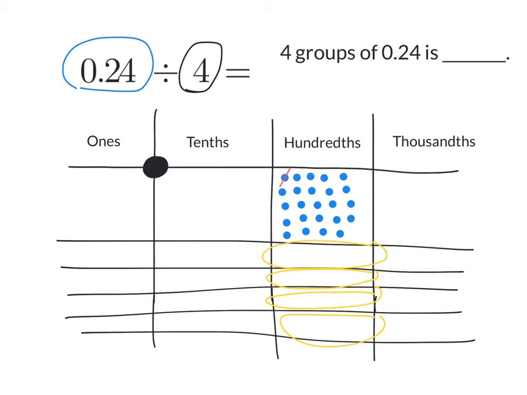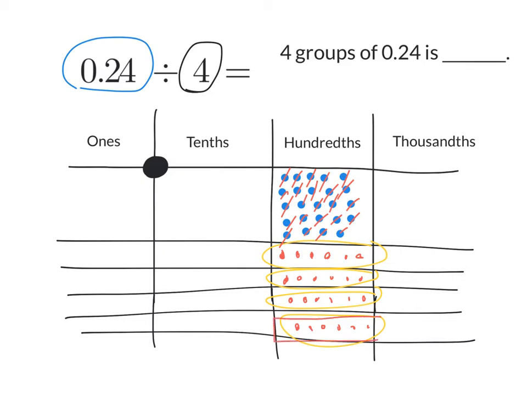I'm going to put 1 dot into this one, 1 dot into this one, 1 dot into this one, and 1 dot into this one. Now how many dots are in each of my 4 groups? 1. Do I have more left to share? Yeah. Okay. Once we run out of dots, let's see how many dots are in one group.